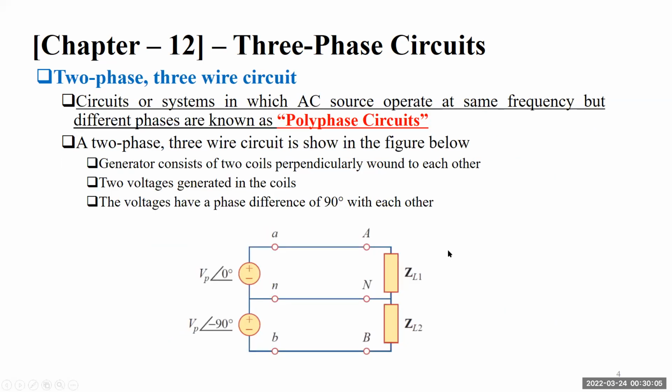Next case is a two-phase three-wire system. In practical systems, the supply that is available to us in our domestic households or in our industry is of three-phase circuits.